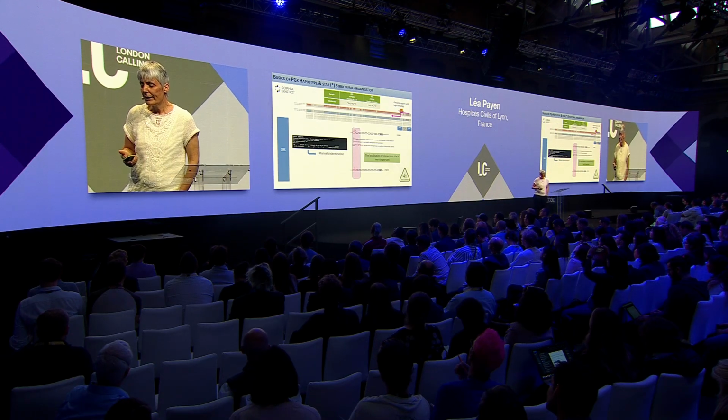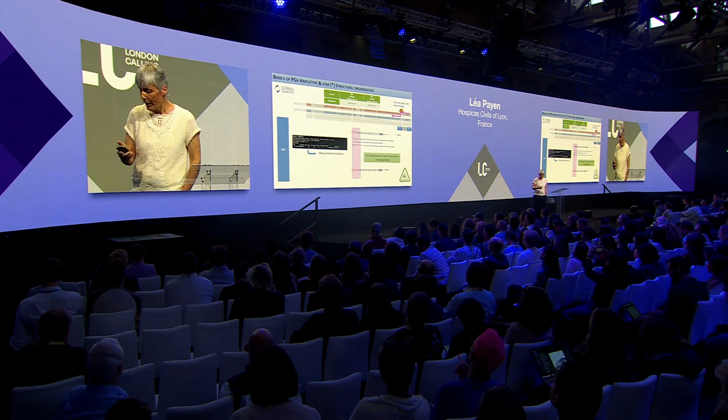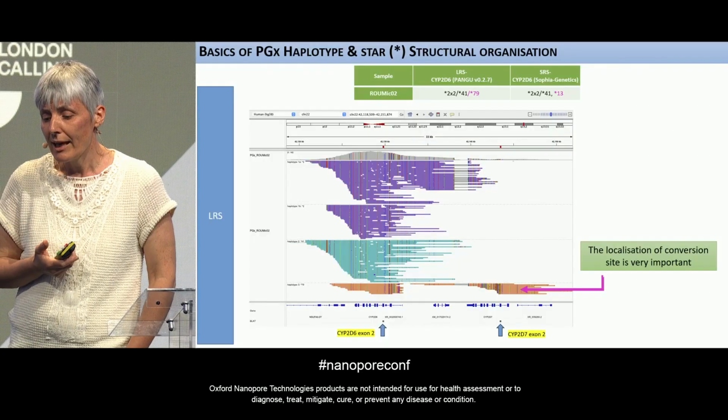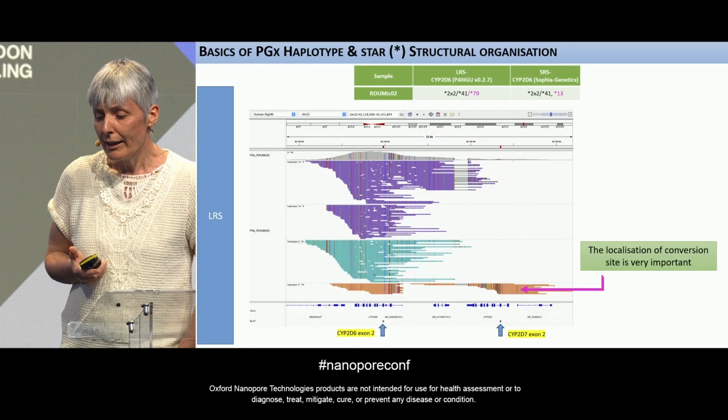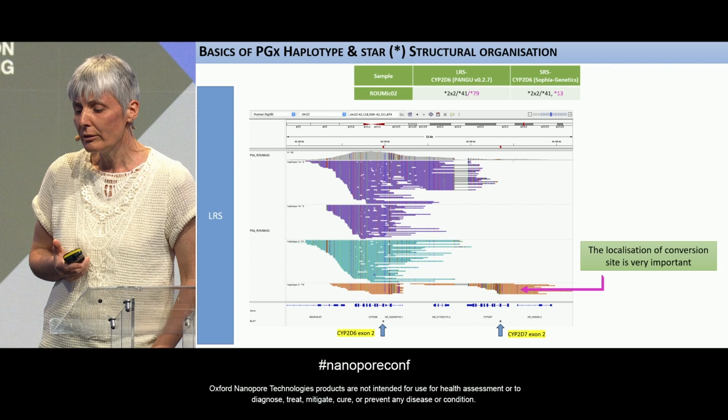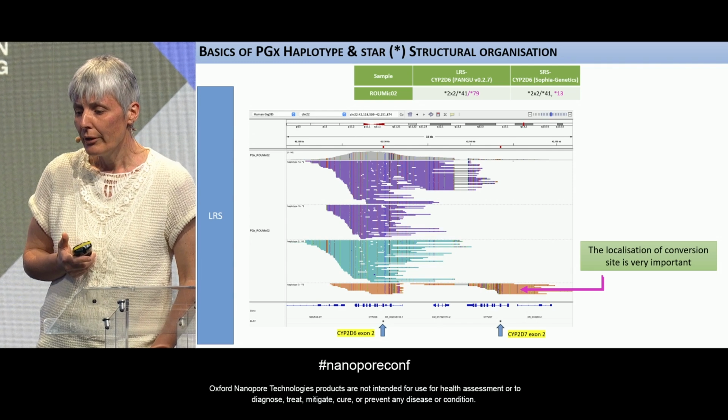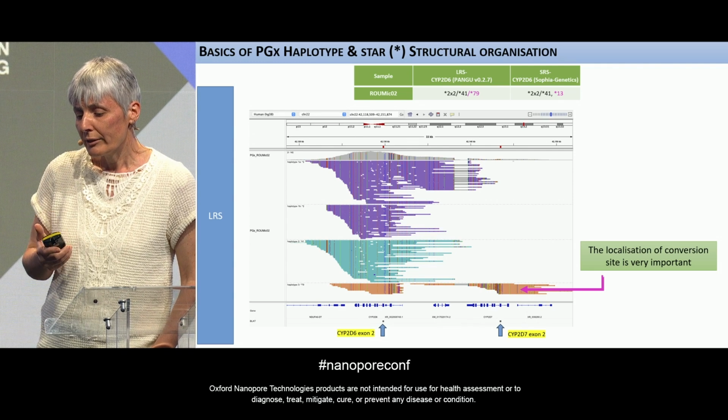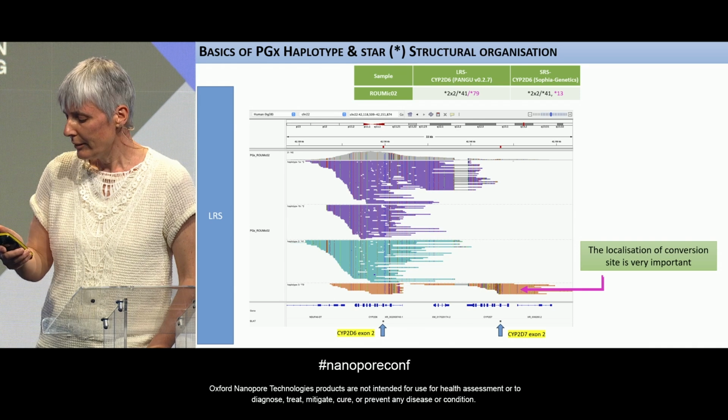So I indicated star 13. But Pangu tool indicated to me it's star 79. So after analyzing, making the alignment, we can highlight the right position of the conversion site. And in fact, it's in exon 2.